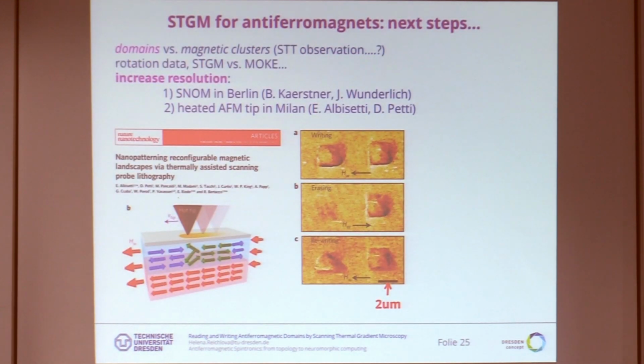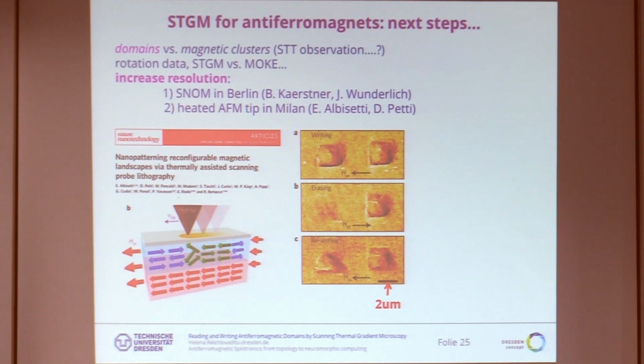So as I mentioned, we call them domains, but it's a question whether they are not more some kind of magnetic clusters that we are actually seeing, due to our resolution. And this also means that the observation of the spin transfer torque might simply be difficult with this particular method, because we are not looking at one domain wall, one domain on the right, one domain on the left. So obviously, seeing something on the domain level motion might not be possible.